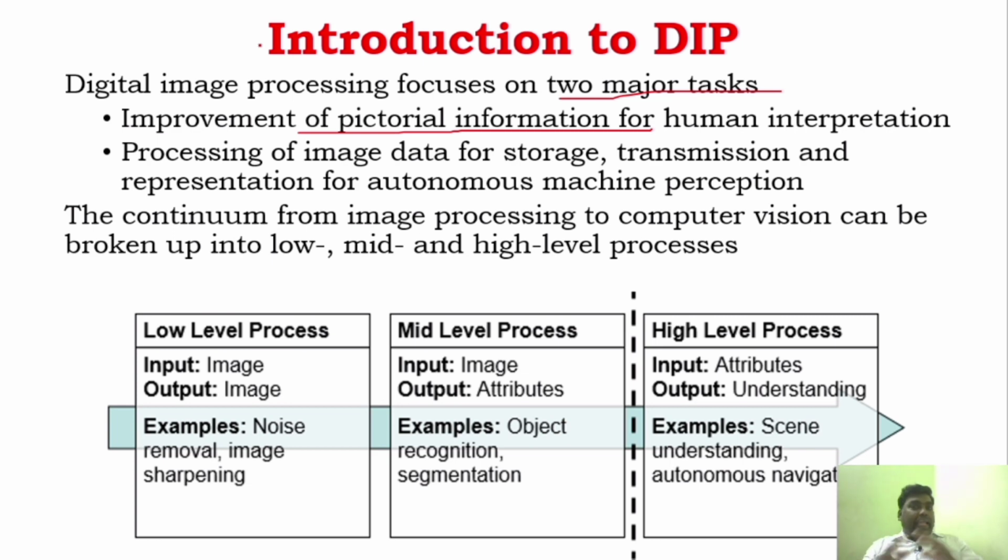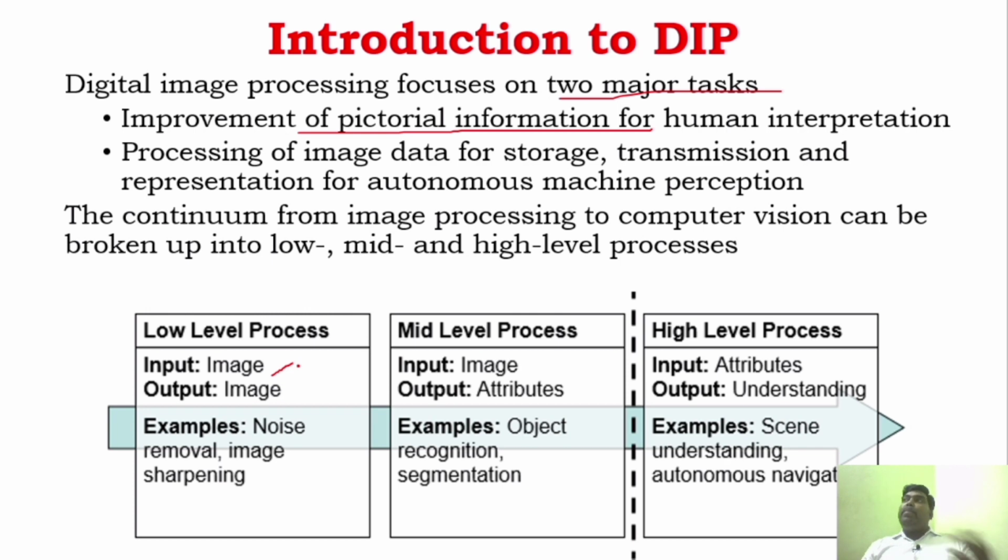We can also see it from another perspective: processing an image can be at different levels, low level, mid level, and high level. In the low level, you give an image as input and the output will be an image. You take the picture and increase the brightness, add filters, eliminate the noise of that image, or sharpen it. That can be a low level process. So the input will be an image and the output will also be an image.